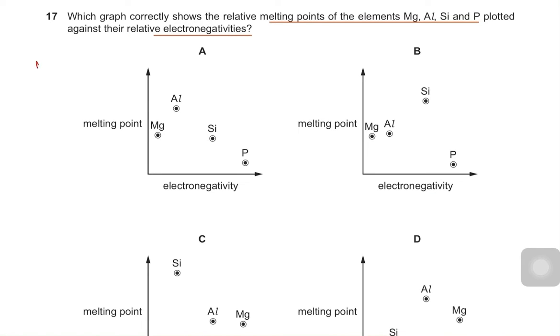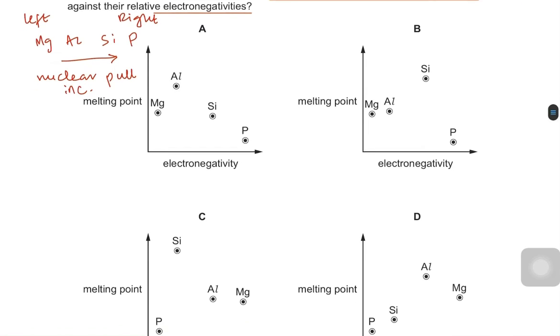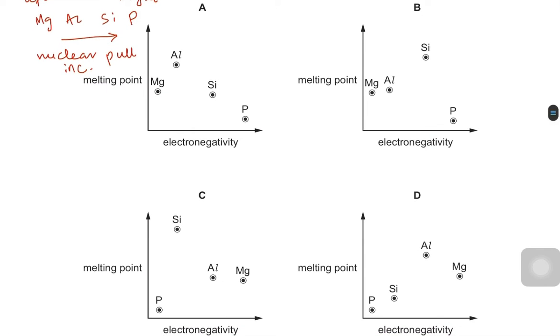We know that across the period from magnesium, aluminium, then we have silicon and phosphorus, the atomic numbers increase. We know this because we are moving from left to right, so atomic number is increasing, and also their properties are also changing. So with more nuclear pull, more nuclear charge, the electronegativity increases. So technically phosphorus should be the most electronegative atom among these compared to magnesium, aluminium. Magnesium and aluminium are metals, so they don't have electronegativity at all.